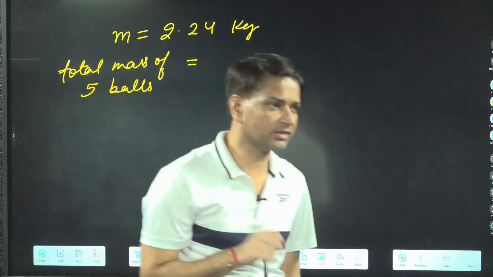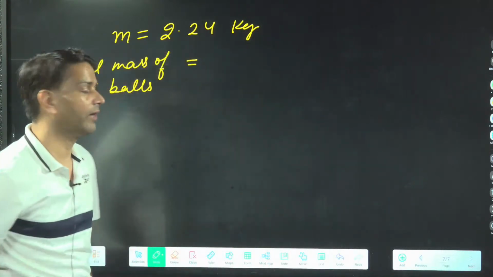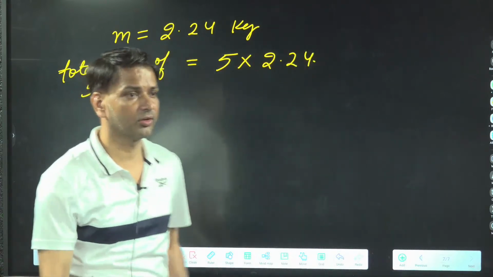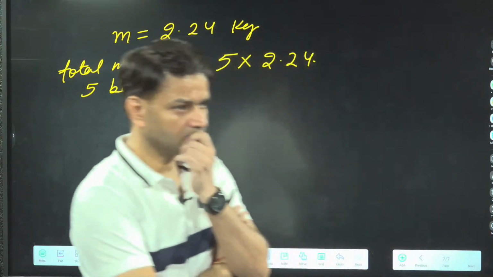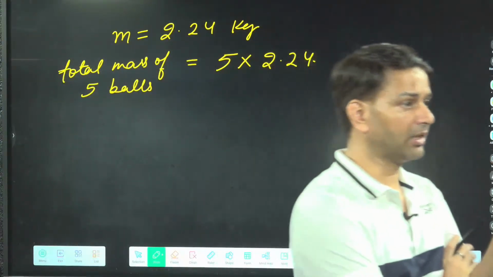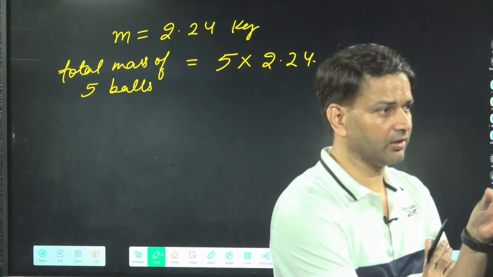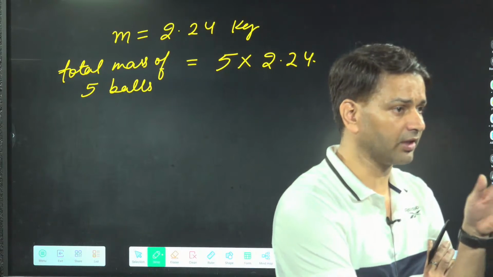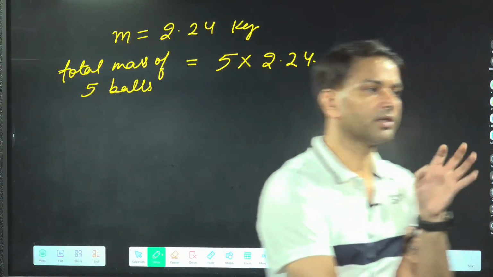One ball's mass is 2.24 kg. I have to write the mass of the 5 such balls. So I will say 5 into 2.24. Yes or no? Now you will think that I am multiplying and asking for the correct significant figure. So maybe you can think 5 has only one significant figure and 2.24 has 3 significant figures. So in the product, the number of significant figures must be equal to the minimum number of significant figures. Getting my point or not?